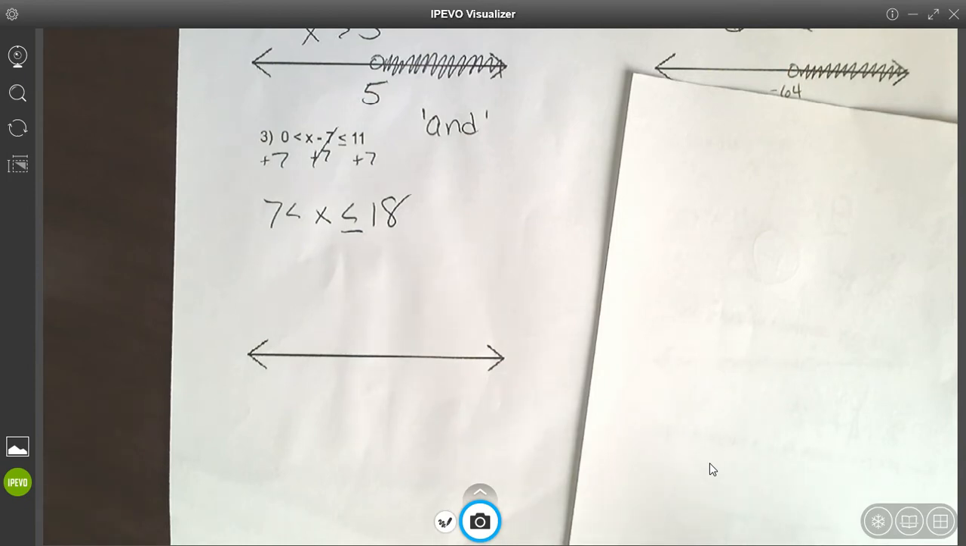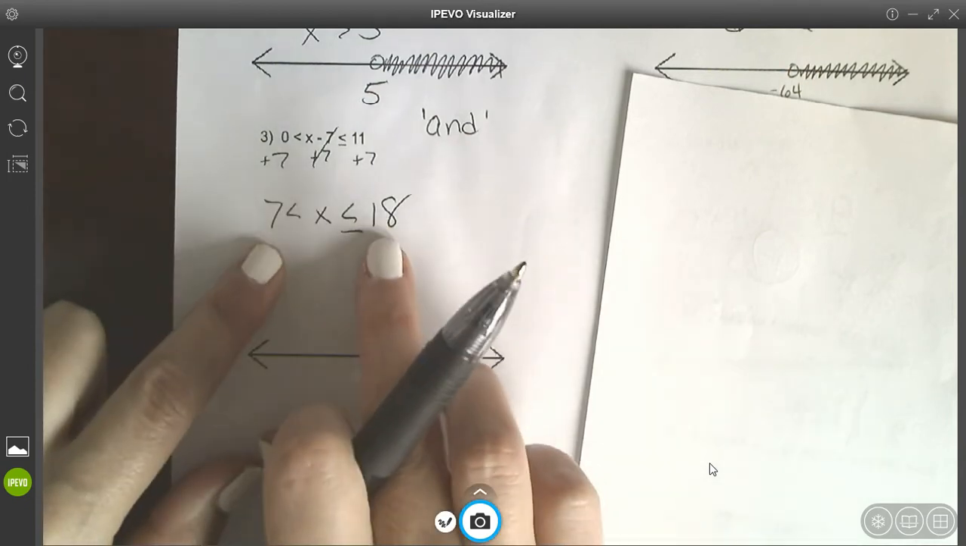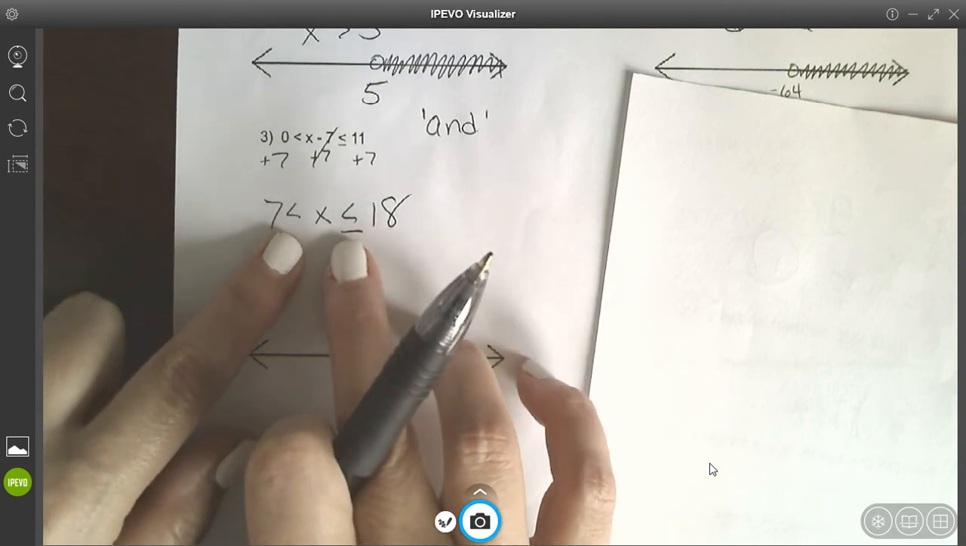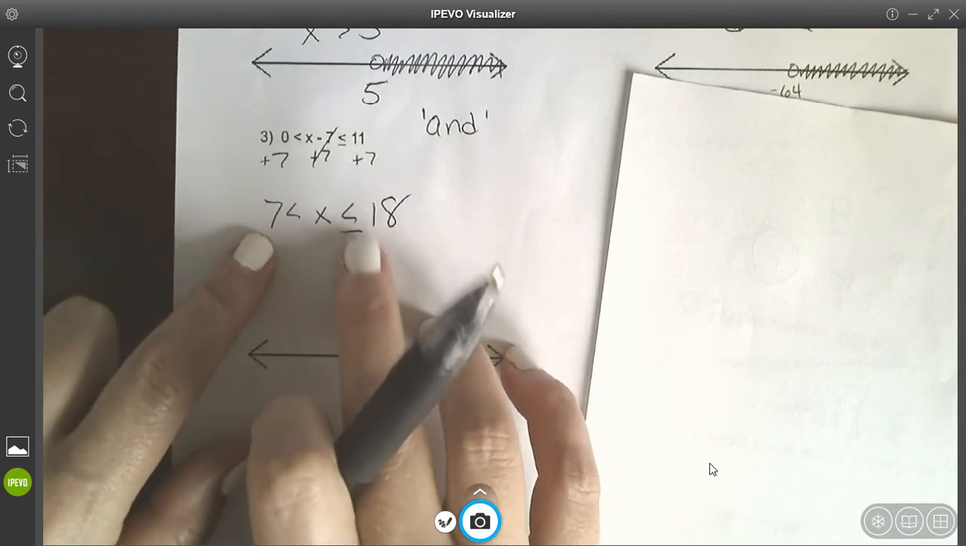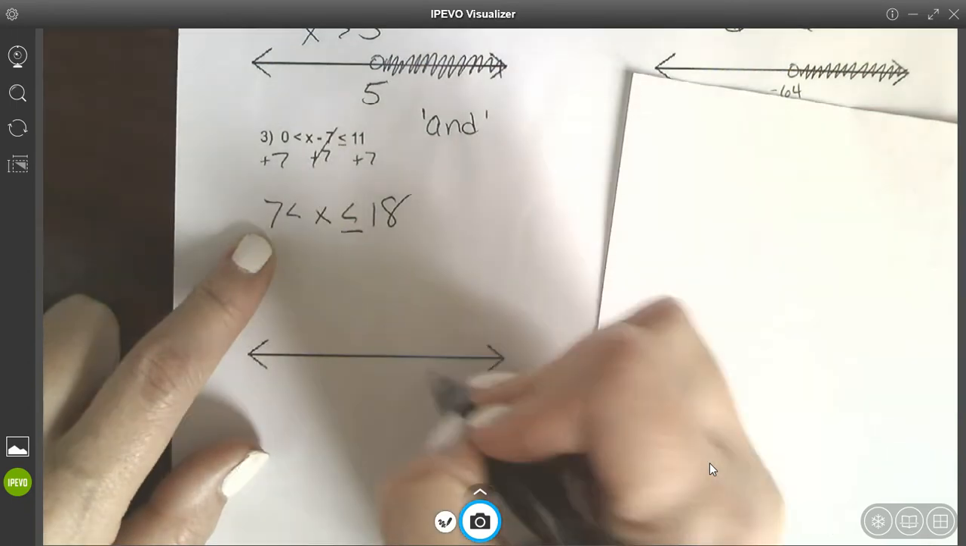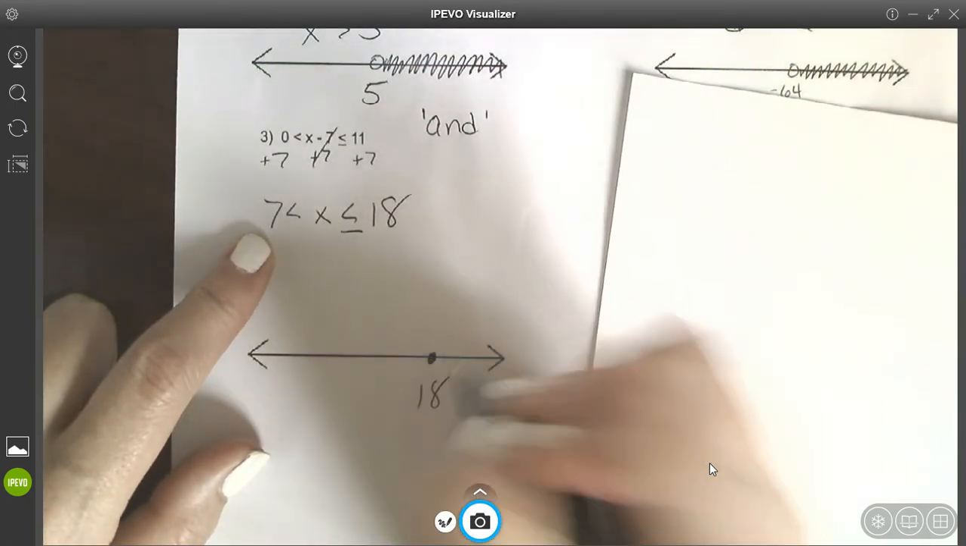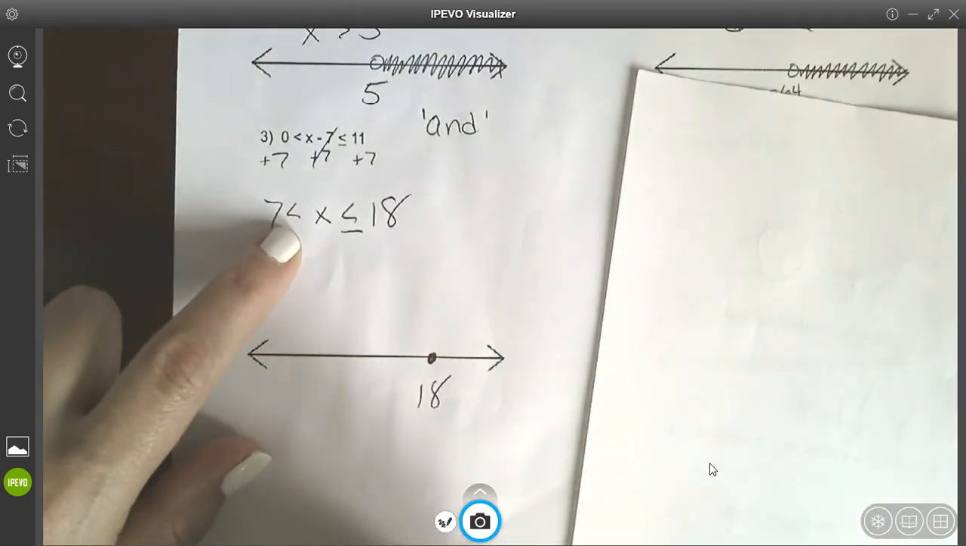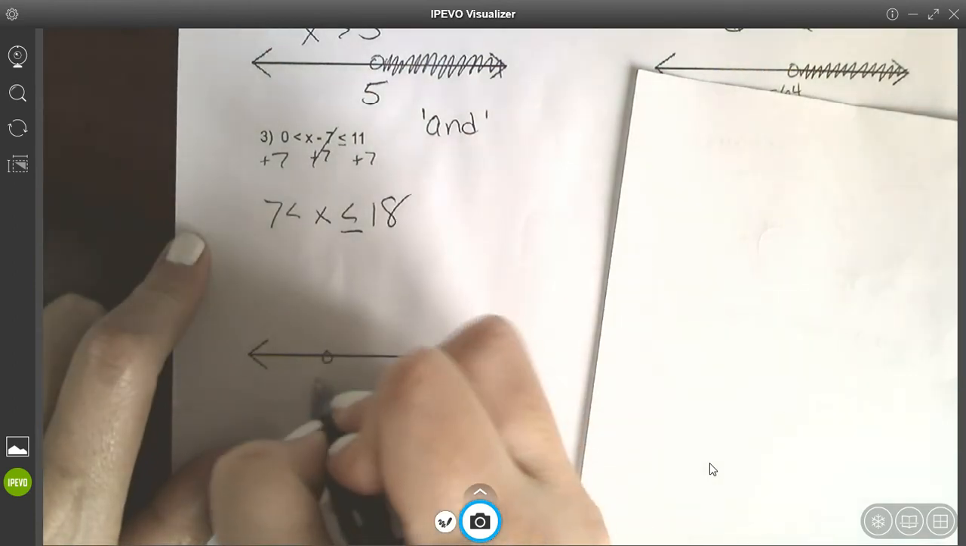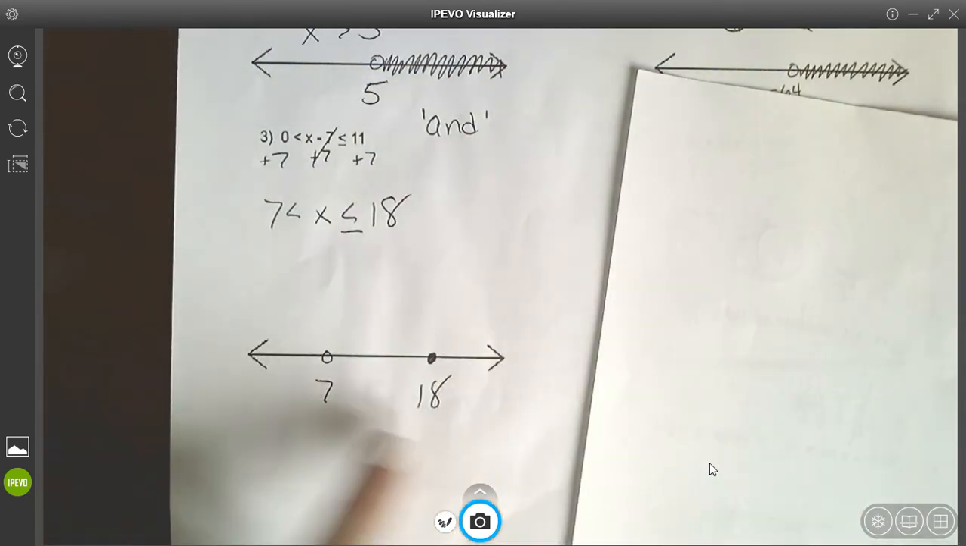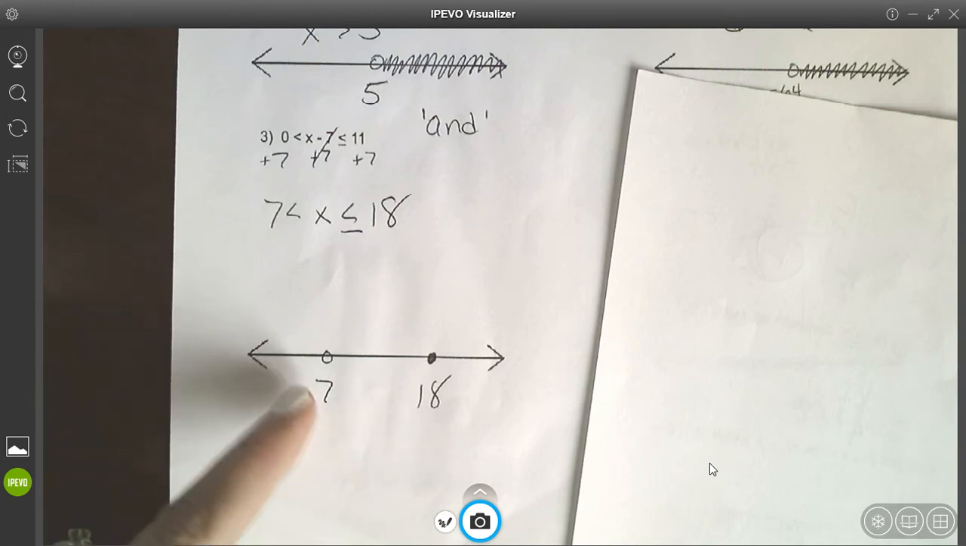Okay. And then how you graph this is these two numbers go with the inequality symbol next to them. So the 18 is going to be closed because of this line underneath it. And then the 7 is going to be open because of this inequality symbol. Make sure they're chronologically in order, meaning 7 is farther to the left than 18.